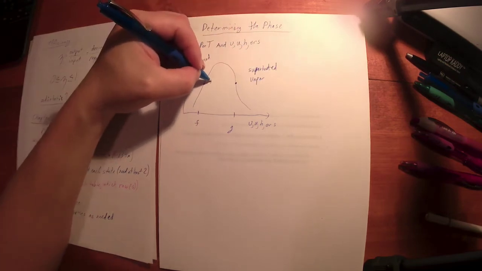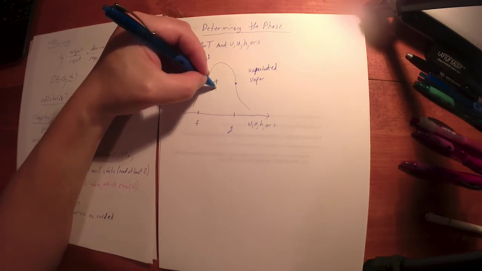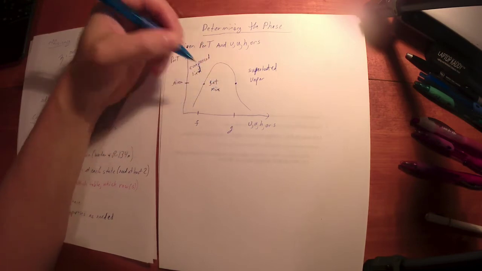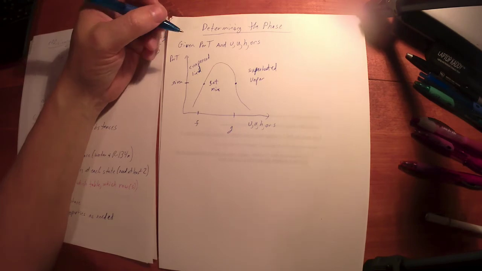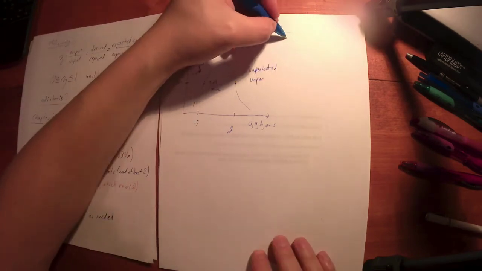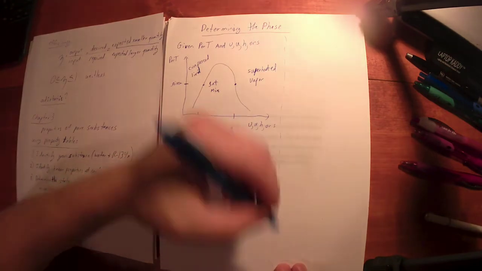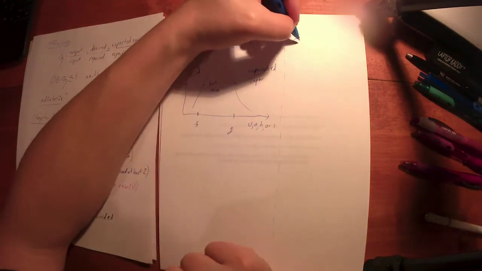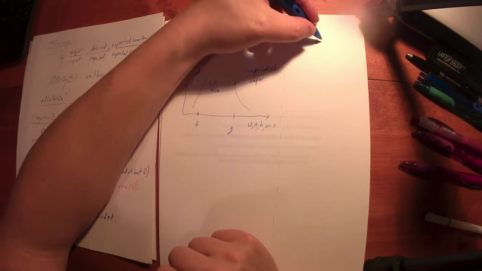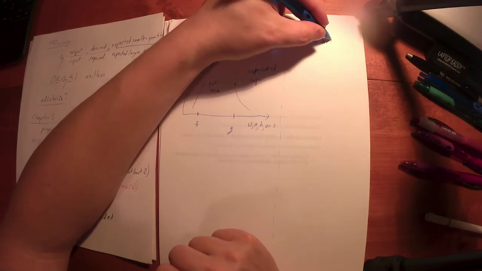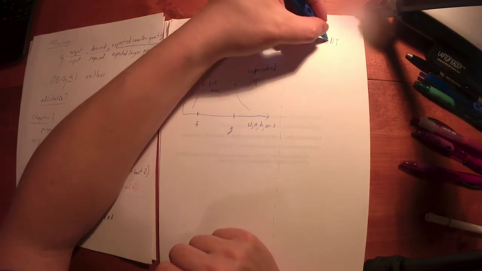If I'm under the dome, I have a saturated mix. Okay? And then the other category, and again, I'm going to put all this in words down here. The other category is given P and T. So that's the other possibility.